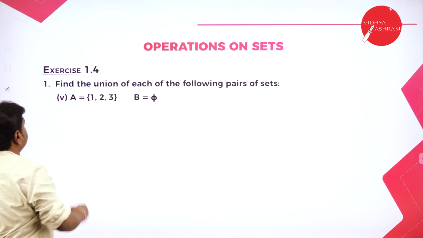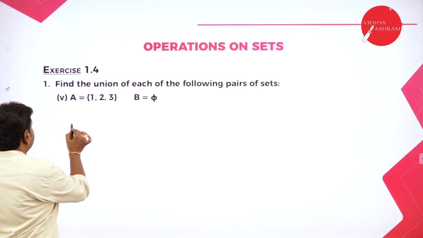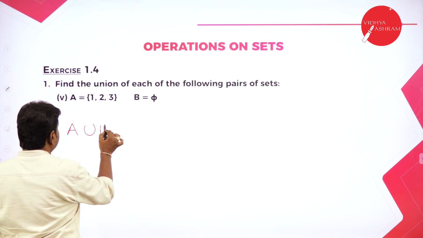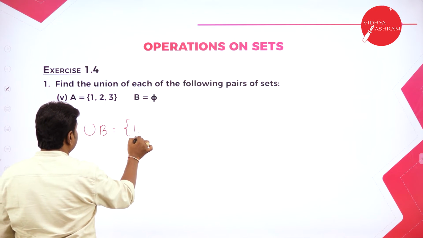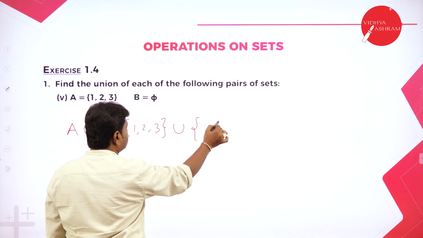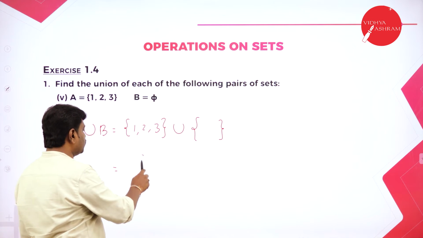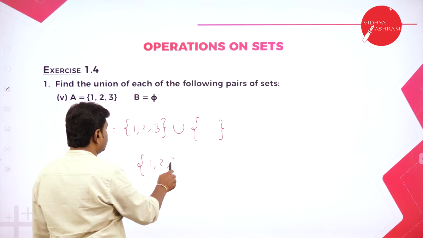Next we have A is 1, 2, 3 and B is the null set. So A union B is 1, 2, 3 union psi. What is meant by psi? Null set. What is a null set? A set without any elements. Now I should combine both. When I combine both, I'll get 1, 2, 3.